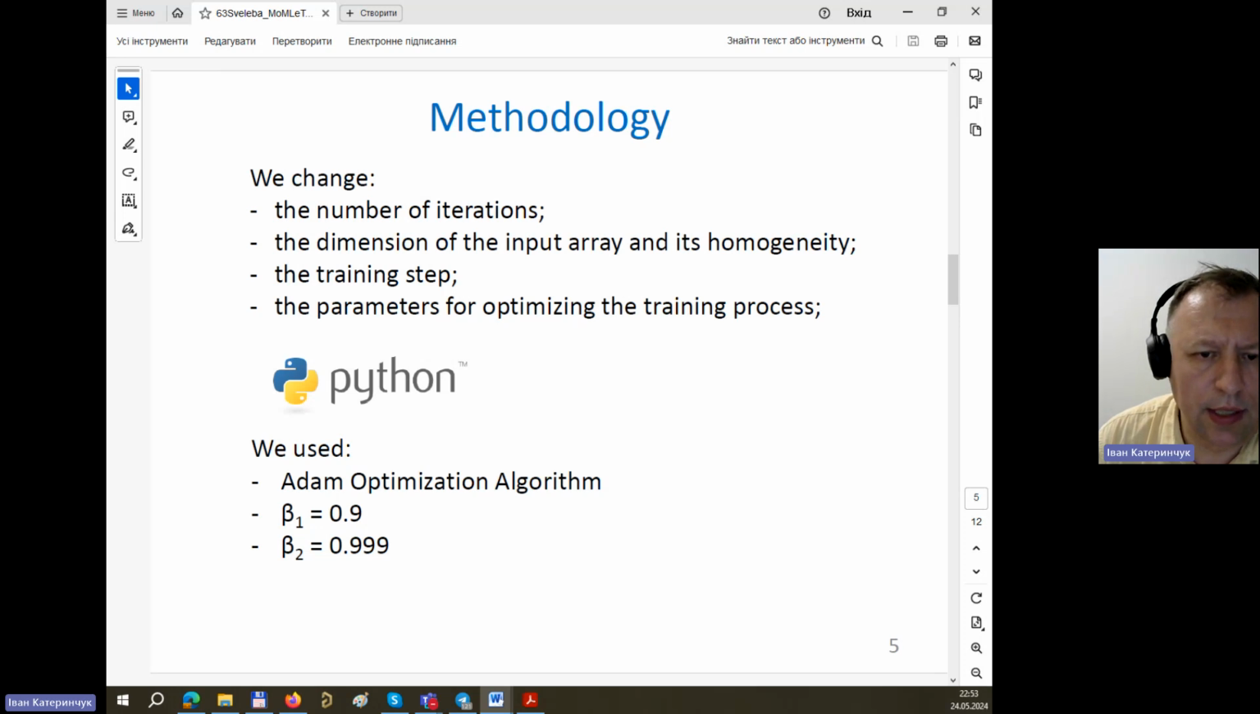We used the optimization method of training Adam. The objective function is the training error function. The optimization parameters for this method were selected as beta 1 equals 0.9 and beta 2 equals 0.999.